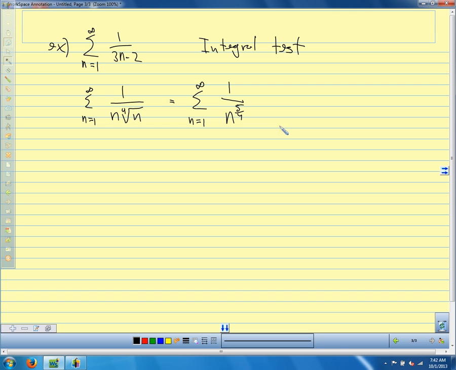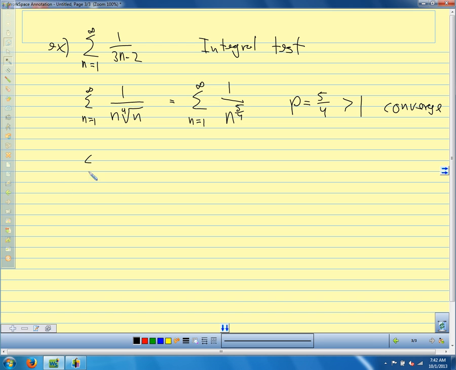So this is a P-series. P equals 5/4. 5/4 is greater than 1. So we're already done, this is going to converge. So we have a P-series, P is greater than 1.